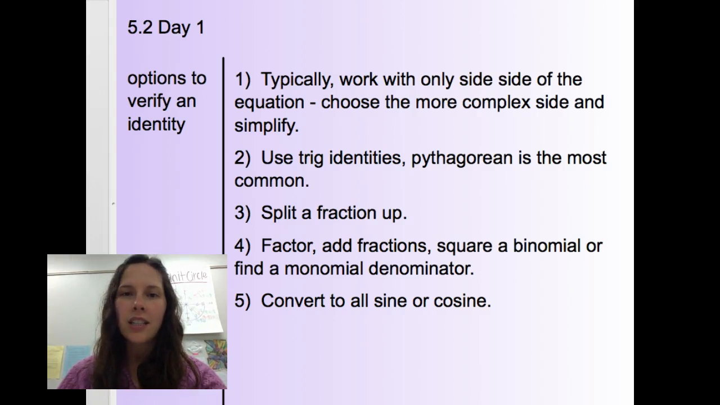Second one, use those identities that we looked at. Pythagorean is a really common identity that we'll use quite a bit, so hopefully you're getting those memorized. If you've got a fraction, you could split it up, or if you're adding or subtracting fractions, you'll want to find a common denominator and combine them. And typically, if you convert to one trig function, or if you can convert to sine and cosine, and then rewrite it as tangent or cotangent, that's helpful as well.